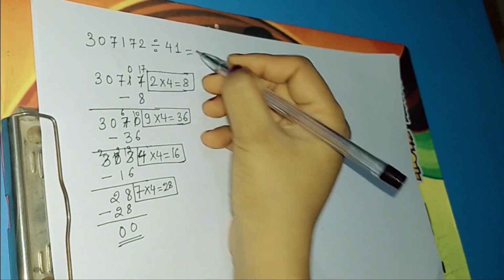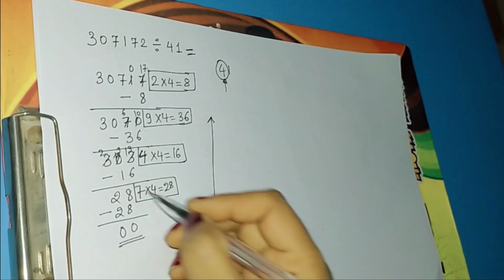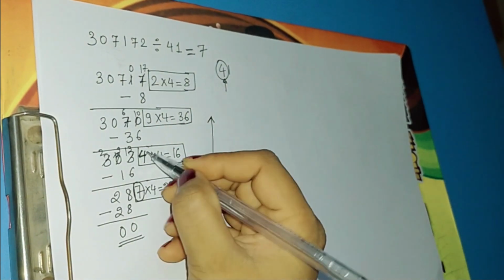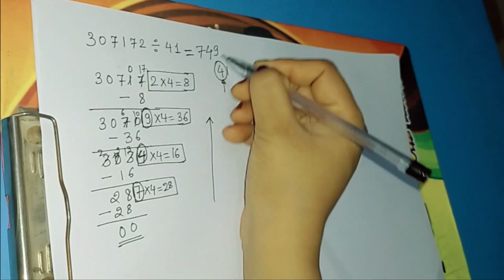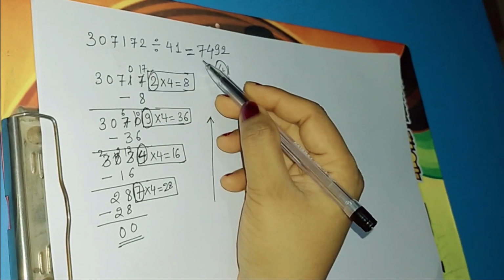And if we want to know the answer for this question, we need to go from bottom to up. We need to circle this 7. Here we need to write this 4. Let's write here this 9 and then this 2. It means the solution for this question is 7,492.